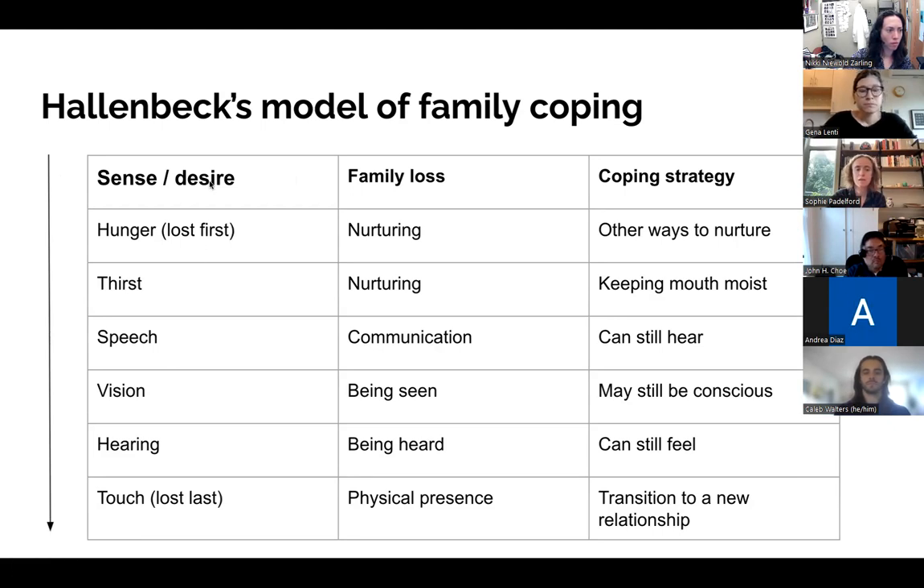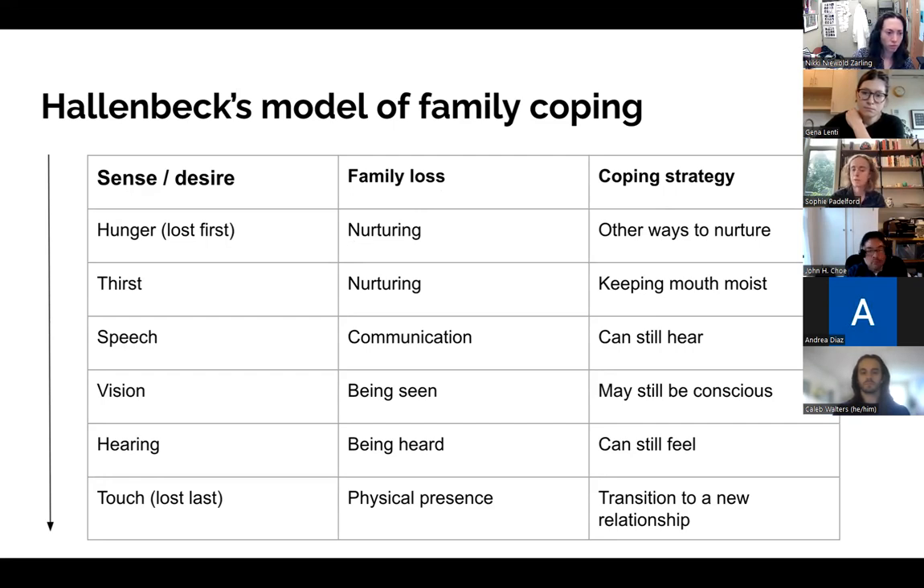We think about the senses that the patient loses, what the family loses when the patient loses that particular sense, and then a coping strategy that we can offer. As we've just been talking about, hunger tends to be the first thing that's lost. The family loses the ability to offer food, to feel like they're nurturing their loved one. And the coping strategy that's suggested is to offer other ways to nurture.